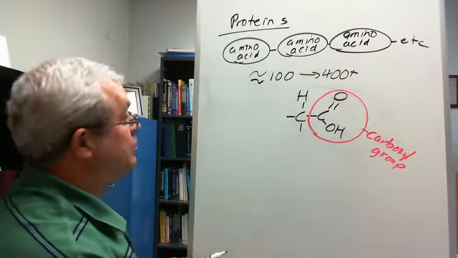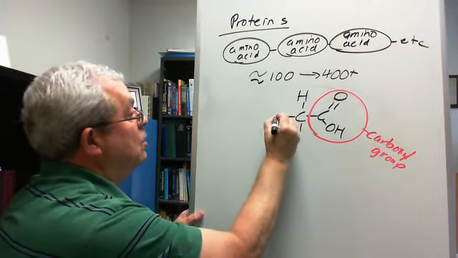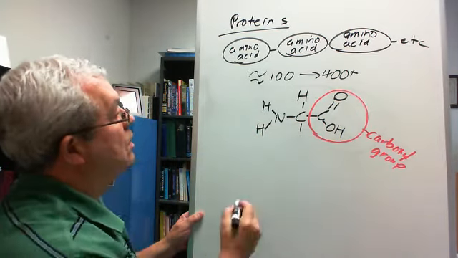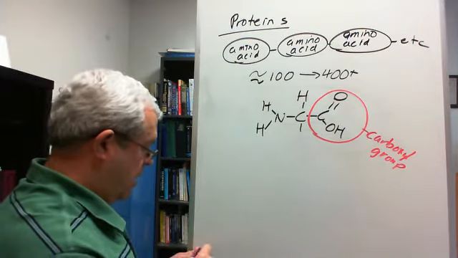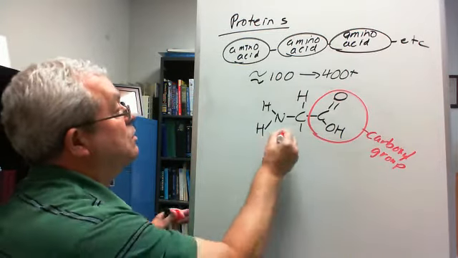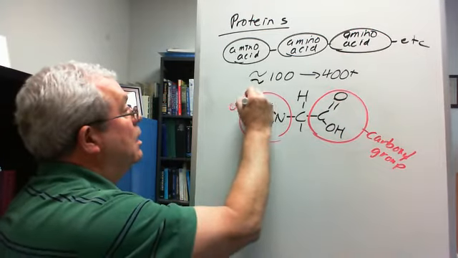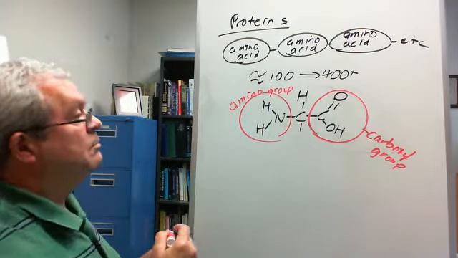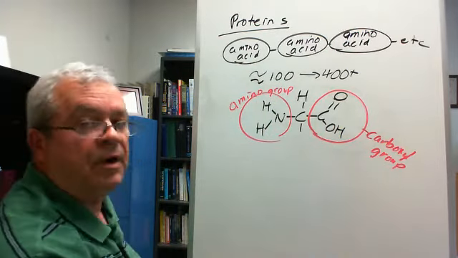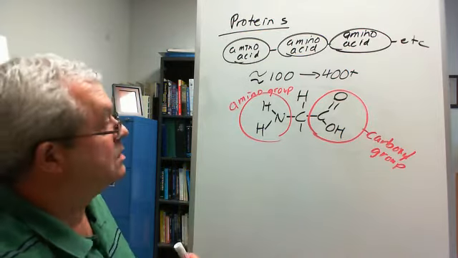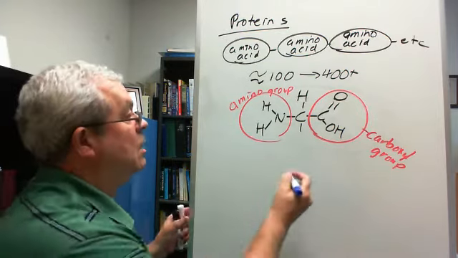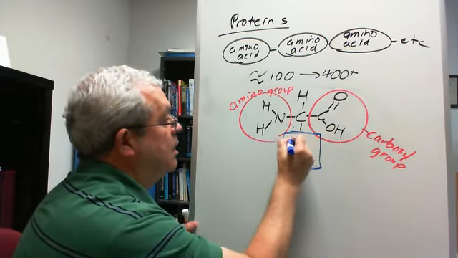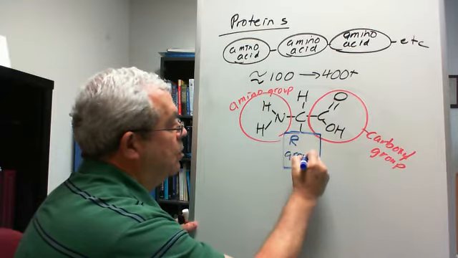And over this way, there is the amino group, which has how many atoms? It has three. Amino group. All right. And so everything we have drawn so far is the same for all amino acids. What amino acids have in common. What makes one amino acid different from another? It is what is attached right here, which is called the R group.